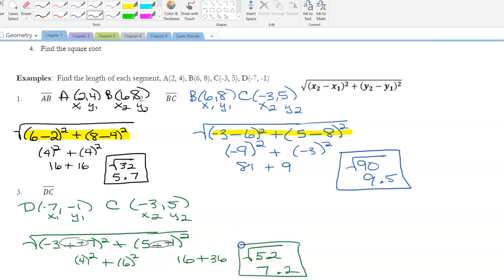So this formula does look challenging, right? It has a lot of signs, a lot of x's and y's and numbers, a lot of stuff. But if you take your time, label the points, and just follow the formula and plug things in, then it is doable.